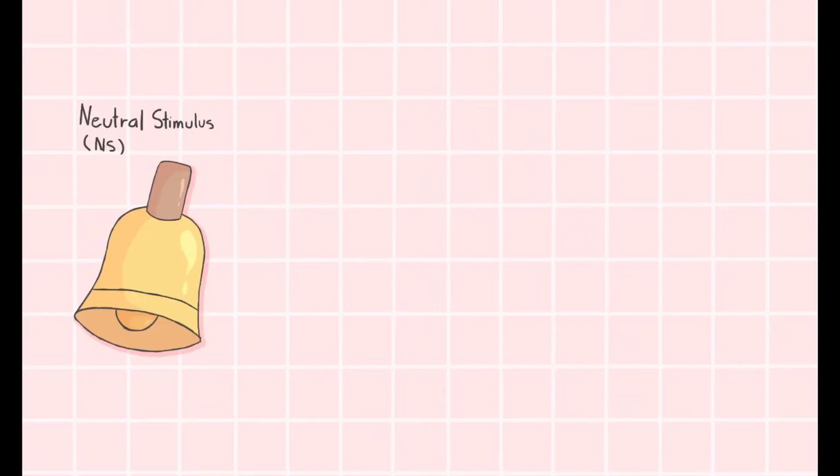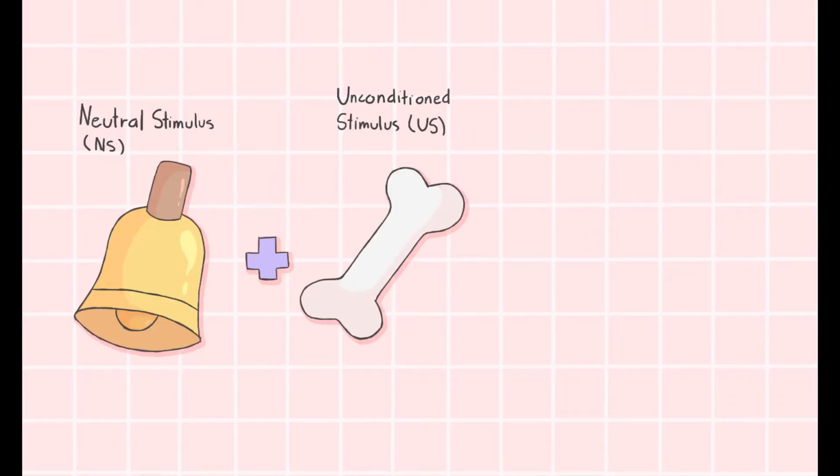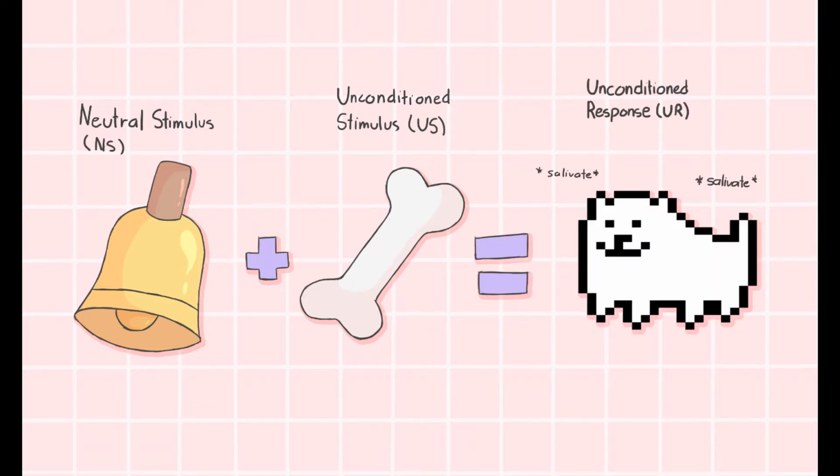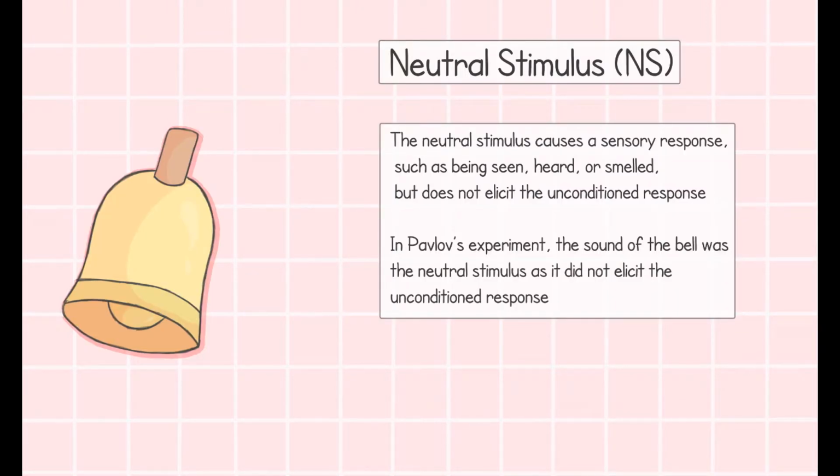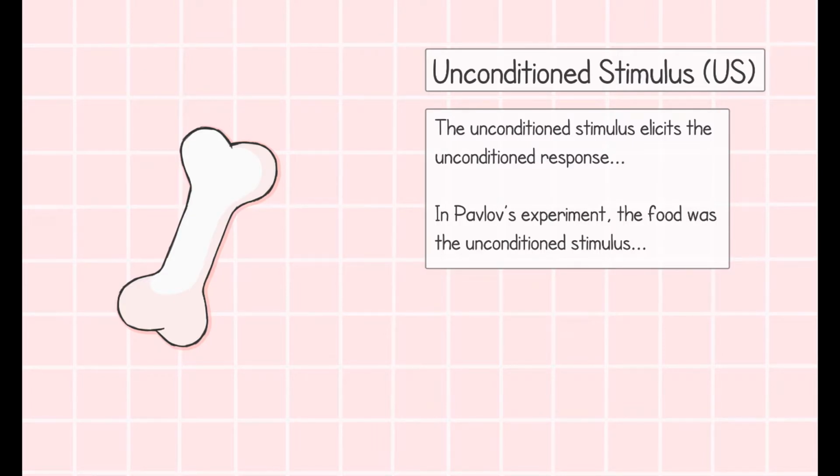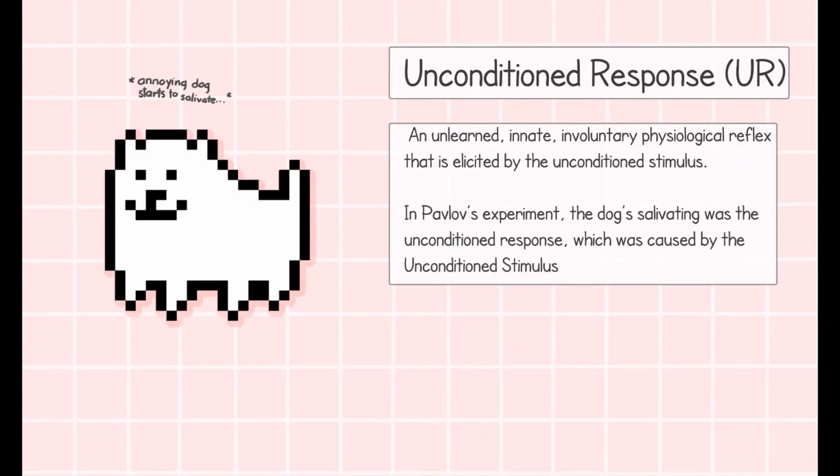Now, before conditioning, we have the neutral stimulus, unconditioned stimulus, and the unconditioned response. In Pavlov's experiment, the neutral stimulus was the sound of the bell. The neutral stimulus causes a sensory response, such as being seen, heard, or smelled, but does not produce the reflex being tested. Next up, we have the unconditioned stimulus, which, in Pavlov's experiment, was the food. An unconditioned stimulus triggers or elicits the unconditioned response. The unconditioned response is an unlearned, innate, involuntary, physiological reflex that is elicited by the unconditioned stimulus.